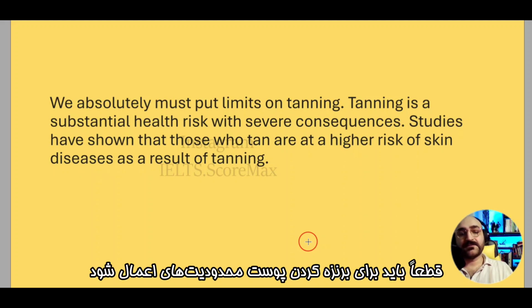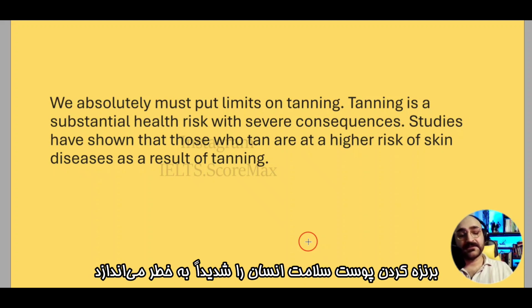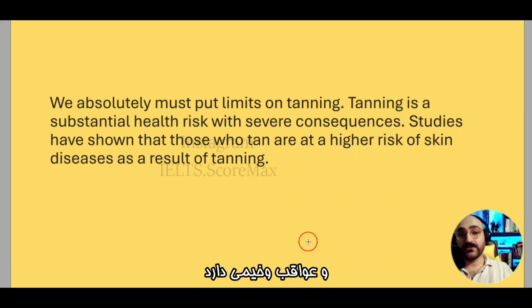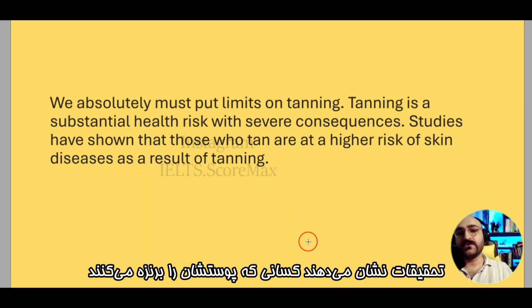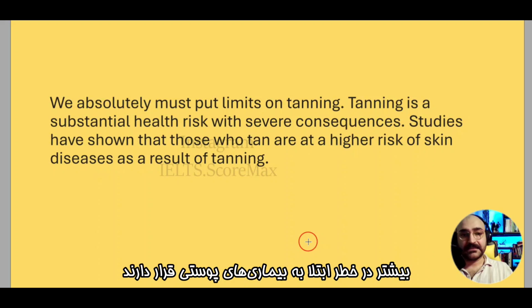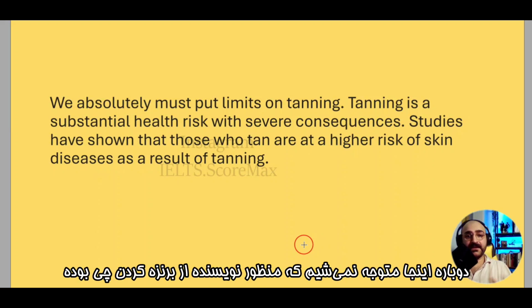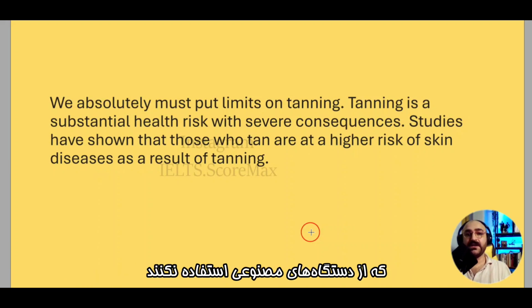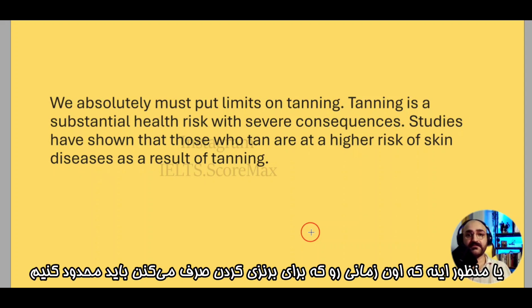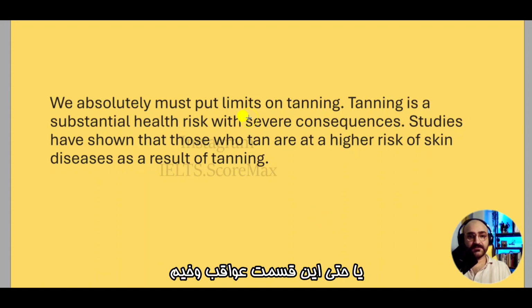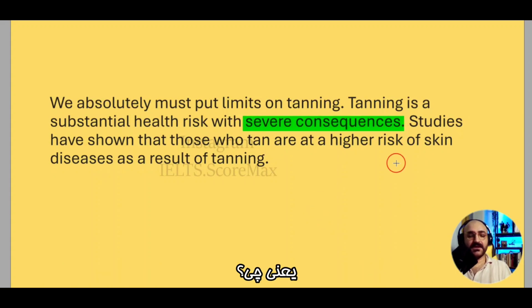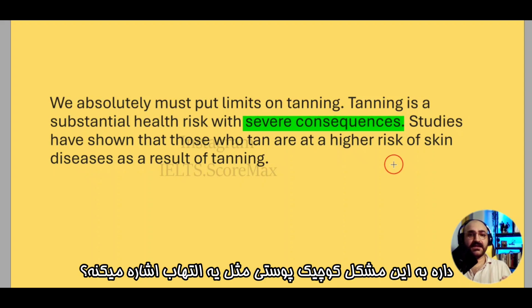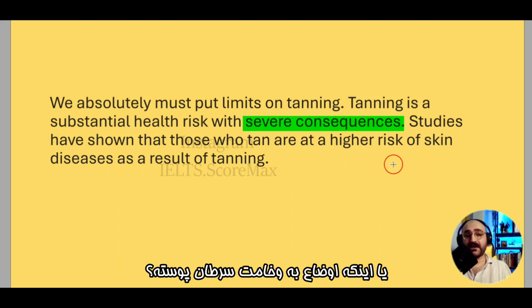Now let's check this one. We absolutely must put limits on tanning. Tanning is a substantial health risk with severe consequences. Studies have shown that those who tan are at a higher risk of skin diseases as a result of tanning. Again, here we cannot figure out whether the writer meant tanning outdoors or artificial tanning. Does it mean preventing people from using artificial tanning devices, or might it mean putting a limit on the amount of time spent tanning? Or even this part, severe consequences. What does that mean? Is it referring to getting a heat rash, or is the situation as severe as skin cancer?